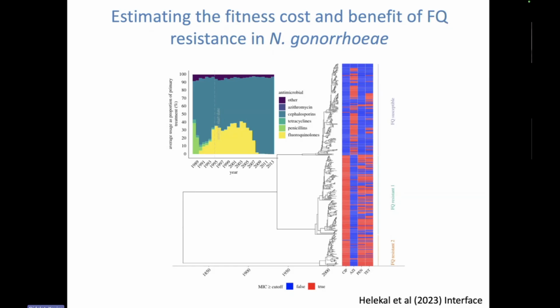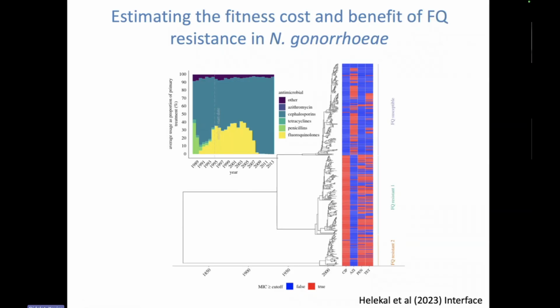But we have three lineages in this tree. One is susceptible to fluoroquinolone. If you look at the first column, like ciprofloxacin, this first lineage here is susceptible to fluoroquinolone, whereas we have two lineages, resistant 1 and resistant 2, both of which are resistant to fluoroquinolone.